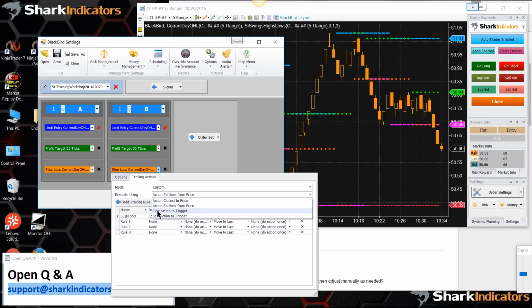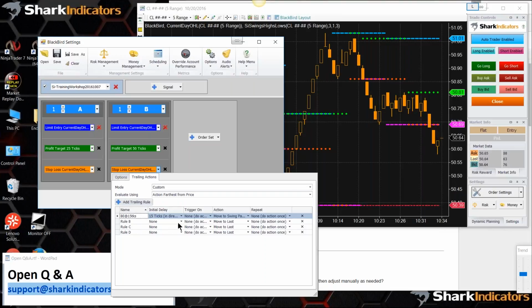And then these last two are pretty simple, right? Either the first action to trigger or the last action. Basically, think of it as the first trailing rule to trigger or the last trailing rule that actually executes or triggers, right? So if I've got four rules, whichever rule fires off first, whichever rule actually executes first, you could set that as the one that always has priority.